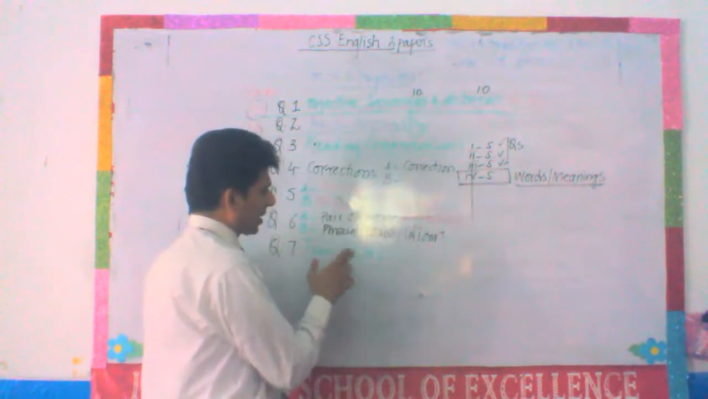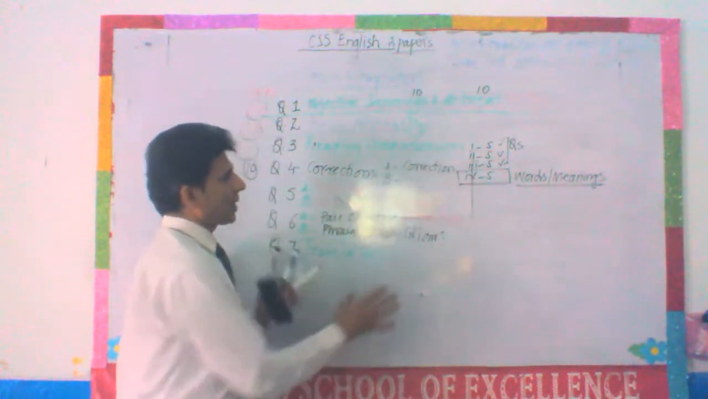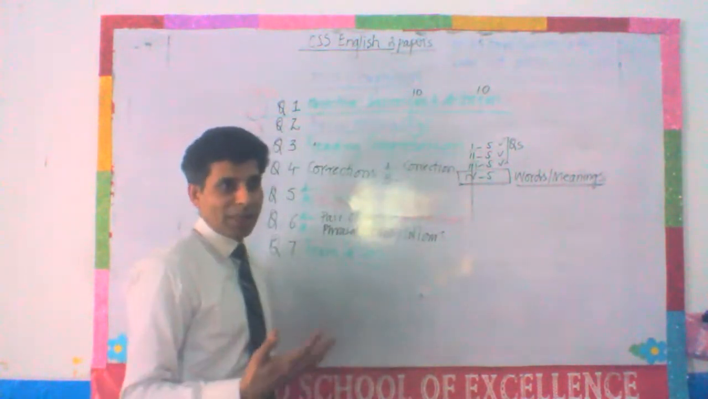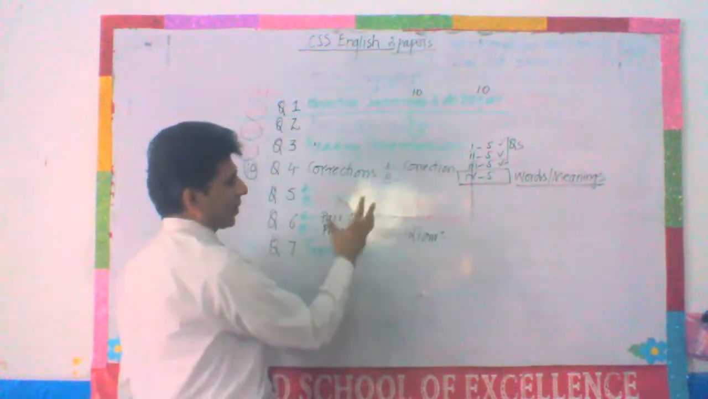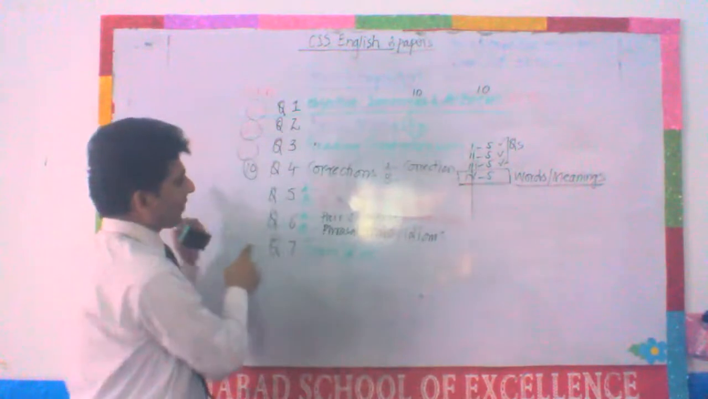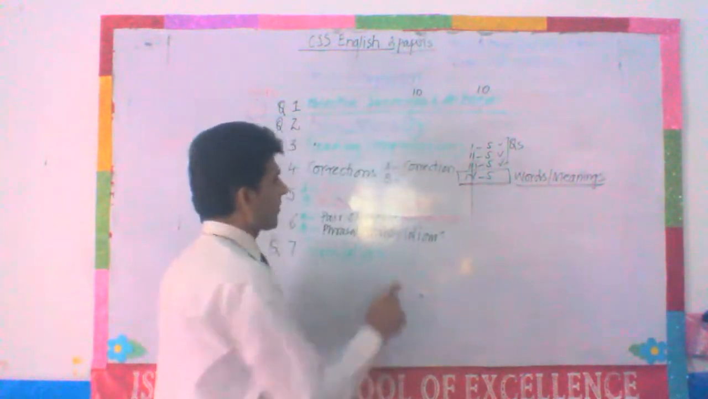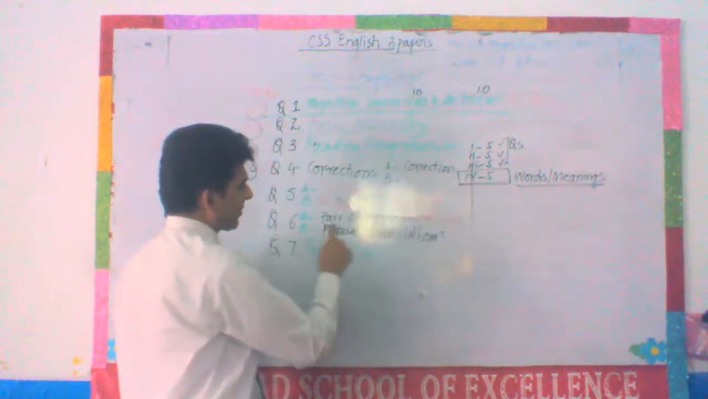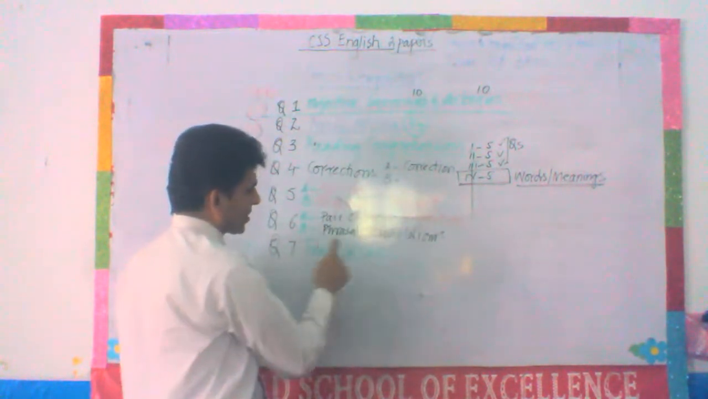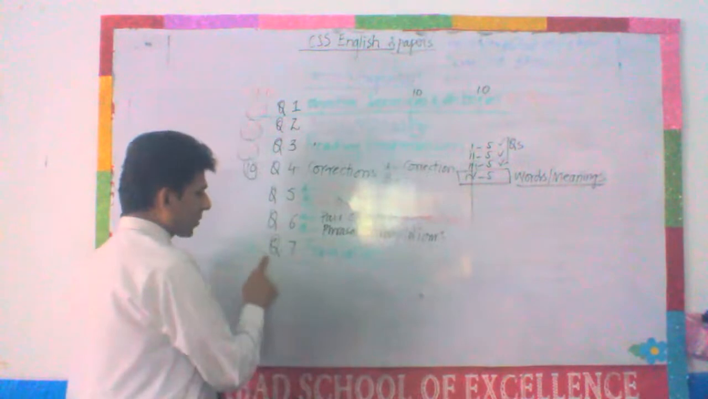Similarly, pair of words, phrasal verbs, idioms. So these are the question types which are being given, or the examiner when he sets the paper include these topics. So for 4, 5, and 6, you need to prepare tenses, corrections, punctuation, direct, indirect, active, passive, pair of words, prepositions, phrasal verbs, idioms. And question number 7.